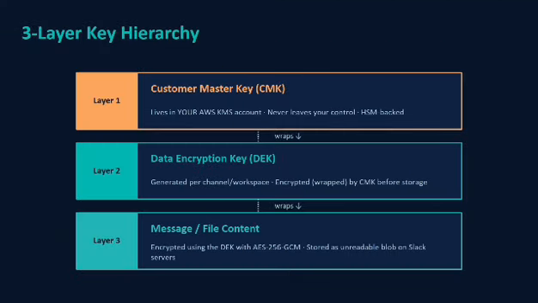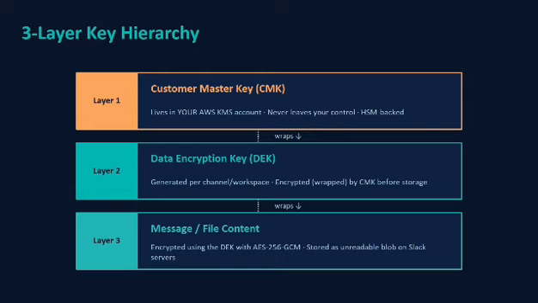Now, let us understand how keys are managed in Slack. Slack uses a three-layer key hierarchy, which helps in organizing and securing encryption keys in a structured way. Let us go step by step. First layer, the customer master key. It is stored securely in AWS Key Management Service. It is fully controlled by your organization, not Slack. Slack cannot access or use the key directly.